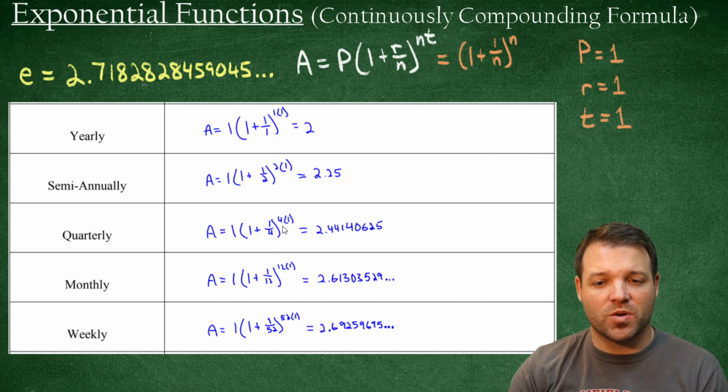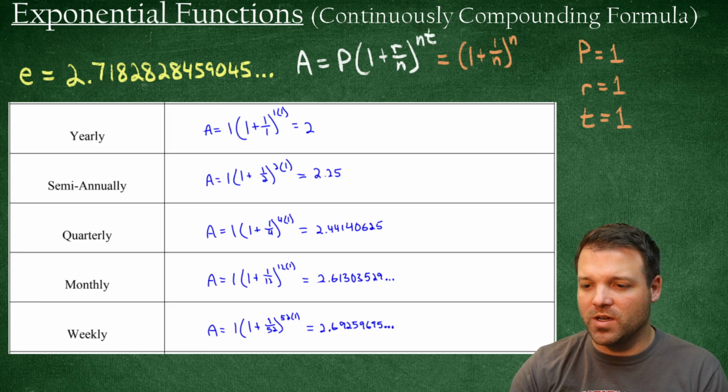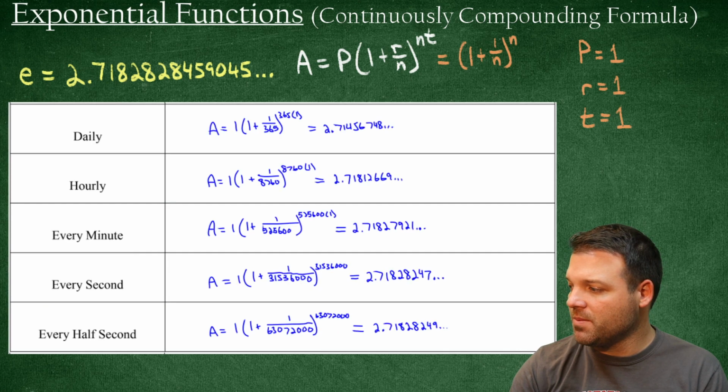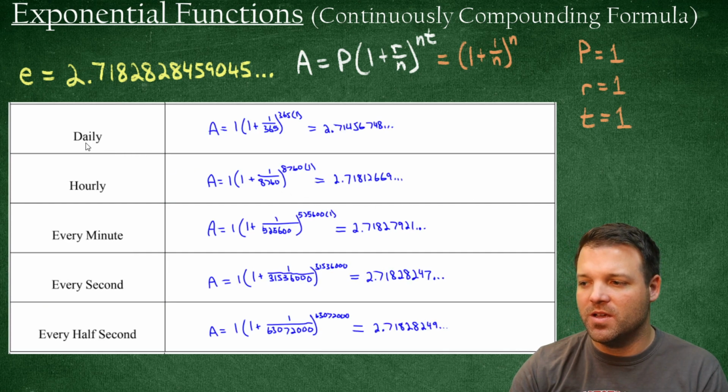Quarterly, or 4 times per year, n is 4. We end up getting a little bit closer, 2.44, so on and so forth. Monthly, 12 times per year, 2.61. Weekly, 52 times per year, 2.6925. We're getting really, really close to 2.71. Let's keep on going and keep on increasing n as much as possible. If we compound daily throughout the year, then n is 365 days in a year. Well, now we get 2.71. We're still off a little bit with the 4.